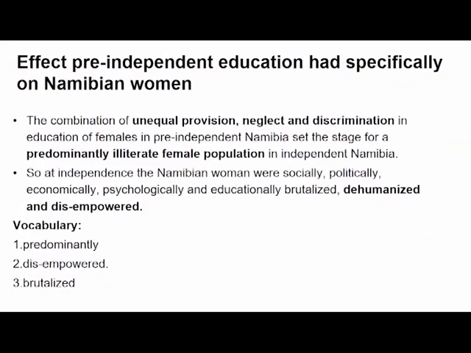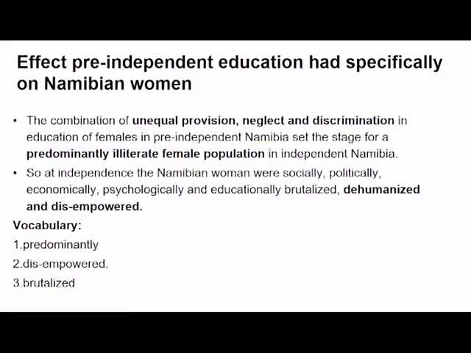Okay, now we're going to focus on women again. What effect did the pre-independent education specifically have on our women in Namibia? We see that the combination of unequal provision, the neglect and the discrimination in education of females in the pre-independent Namibia set the stage for a predominantly illiterate female population in independent Namibia. I think a lot of that has changed, but if we look at it, we must see it as the additional challenges that women had after independence.